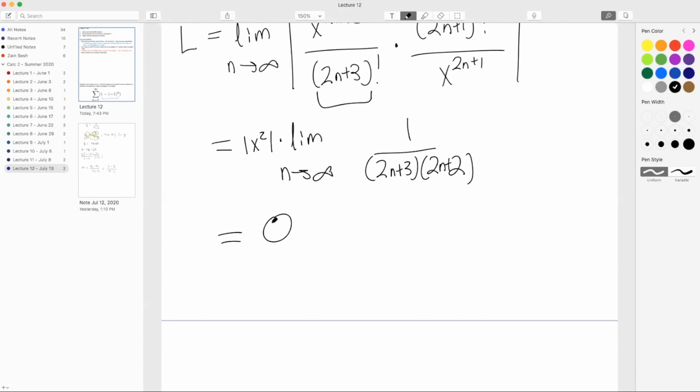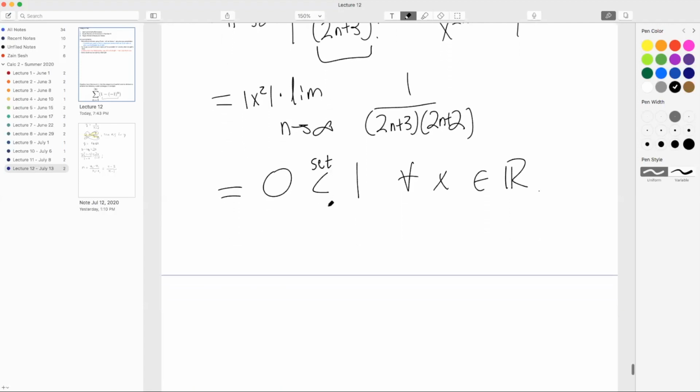I have 1 over infinity, and this will always be less than 1. This is less than 1 for all x in the real numbers. Technically, remember, I have to set it to be less than 1 and see which x values solve that inequality. But it's clear that every x value will solve this. And that just means that our interval of convergence is minus infinity to infinity.